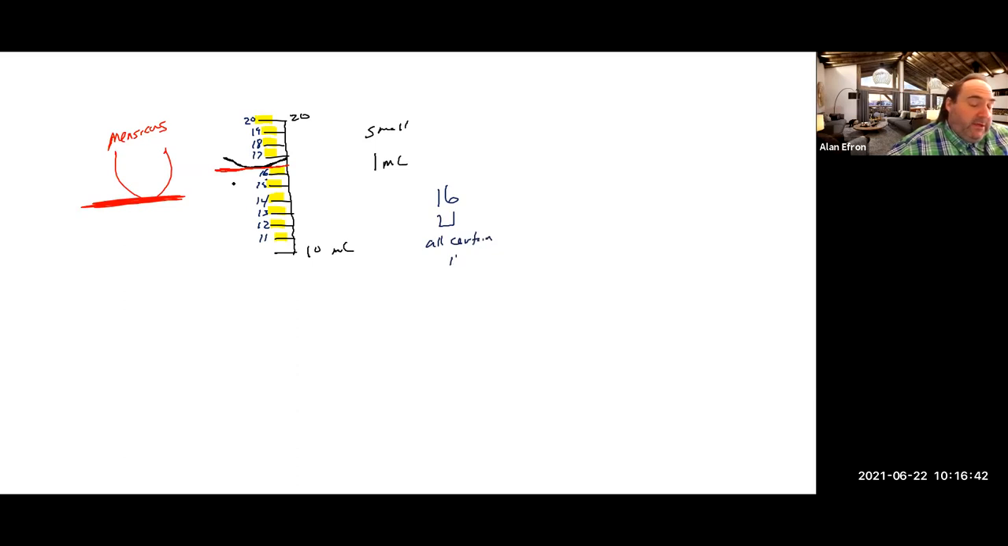Again, we get to a situation where it's not exactly 16. It's definitely not exactly 17 in this case. We have to make some type of estimate. So maybe I don't feel it's exactly halfway there. Maybe I feel it's almost halfway there and record it as 16.4. Again, we would put our units here. This would be our uncertain number.